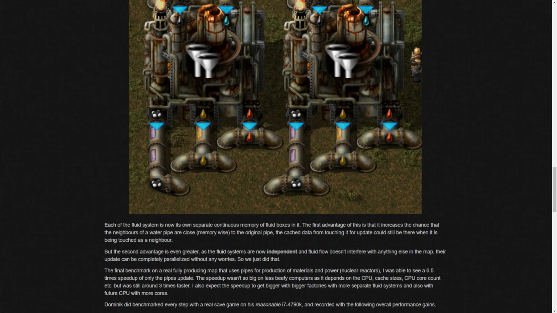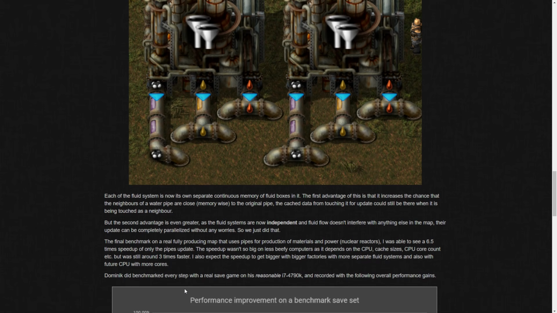So the final benchmark on a real fully producing map that uses pipes for production of materials and power, nuclear reactors, I was able to see a 6.5 times speed up of only the pipes update. The speed up wasn't so big on less beefy computers. That depends on the CPU cache size, CPU core count, etc. But they were still around 3 times faster. I also expect the speed up to get bigger with bigger factories with more separate fluid systems, and also with future CPUs with more cores.